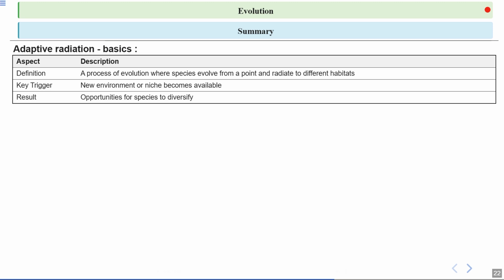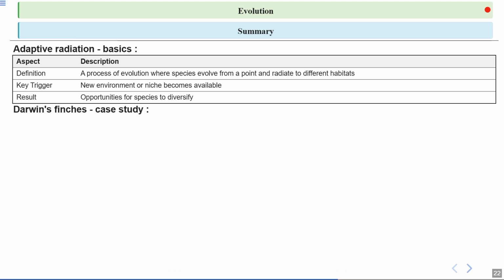Now, what is the trigger for adaptive radiation? A new environment or niche. Whenever it becomes available, these individuals start adapting to this new environment and form a new species. What is the result? Opportunities for species to diversify, meaning origin of new species.